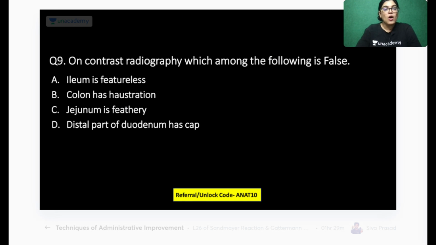Question number 9. On contrast radiography, which of the following is the false statement? Ileum is featureless, colon has got haustrations, jejunum is feathery, the distal part of duodenum has got a cap. We have got 4 options and you have to mark the correct answer. So your time starts now. Question number 9.